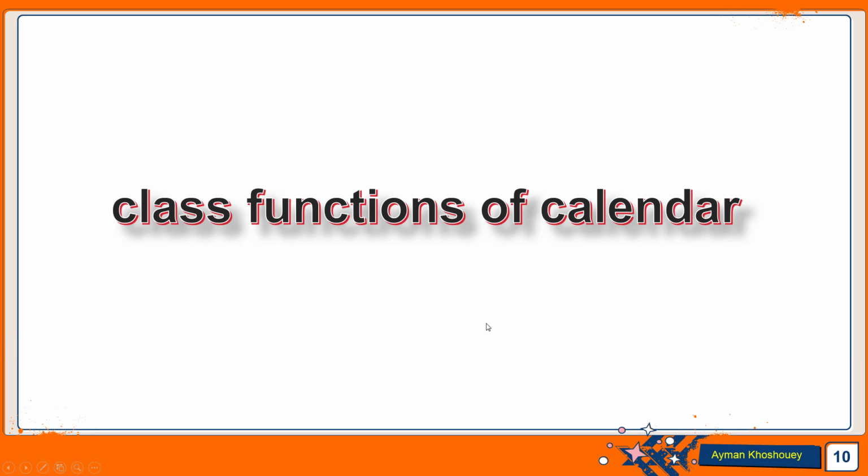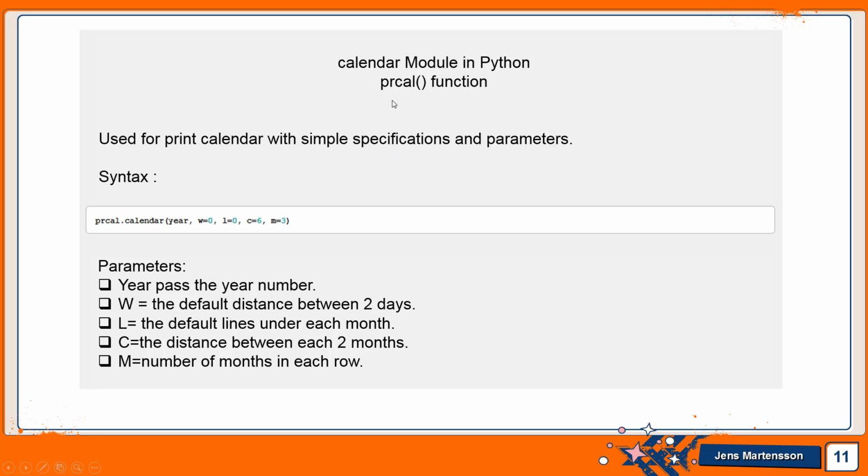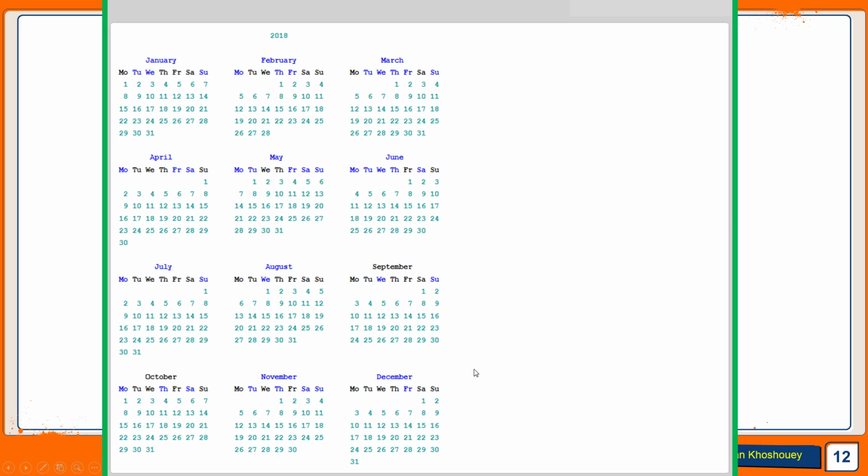Class functions of calendar. You can use the calendar.calendar function with this syntax: year, w, l, c, m, these are parameters. Year is the year number, w is the default distance between 2 days, l is the default lines under each month, c is the distance between each 2 months, and m is the number of months in each row, like this.